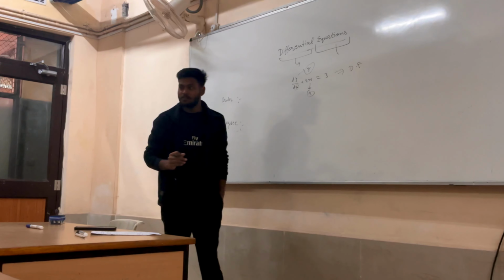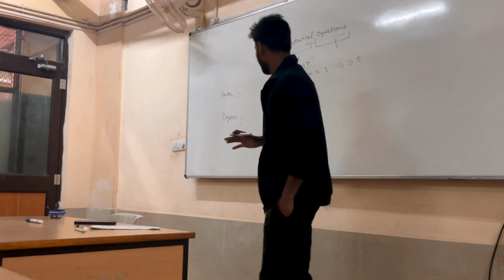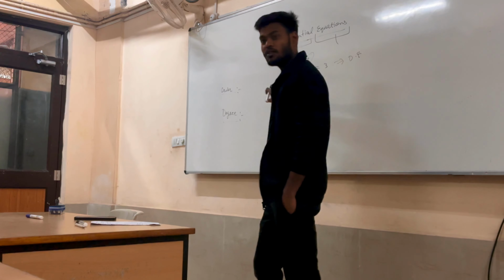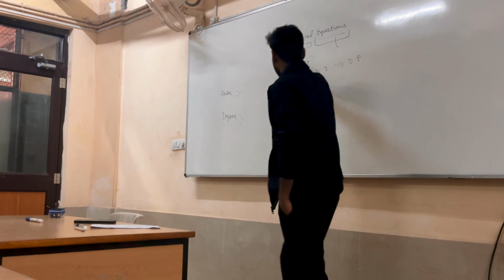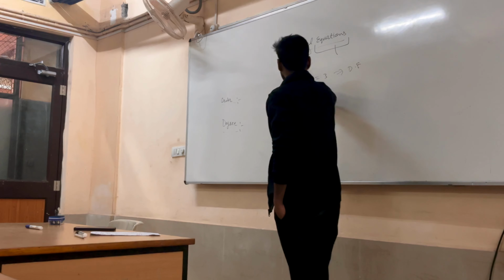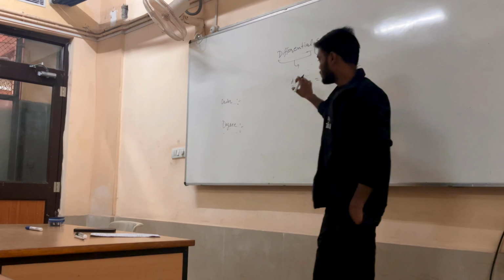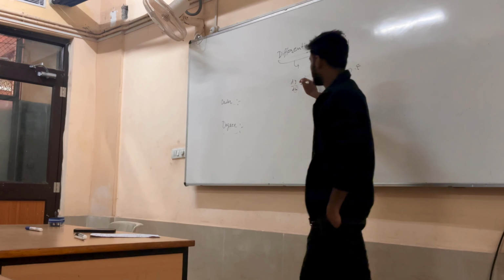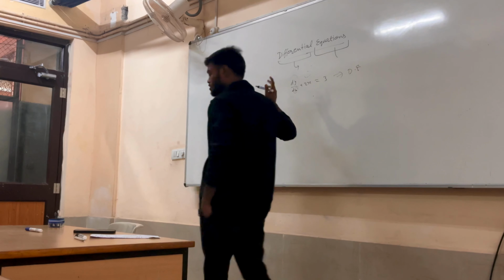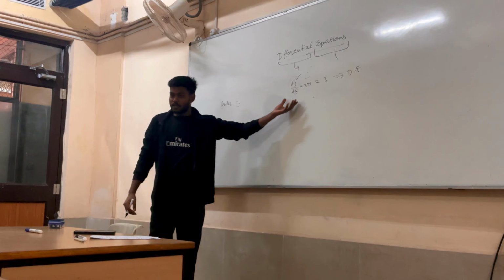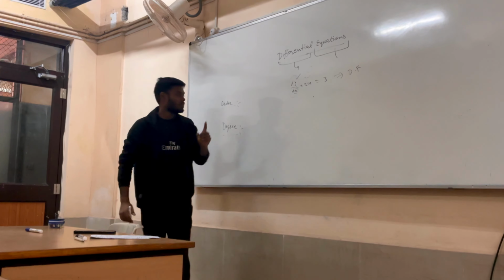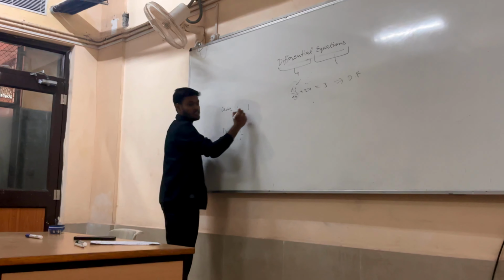So what is the order of the differential equation? The highest order derivative present in the differential equation is known as the order of the differential equation. Let's take an example. What is the highest derivative in this equation? It is 1, which means the dependent variable is differentiated with respect to the independent variable at most once. So the order of this differential equation is 1.